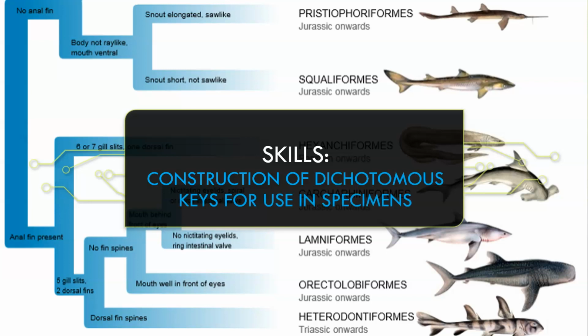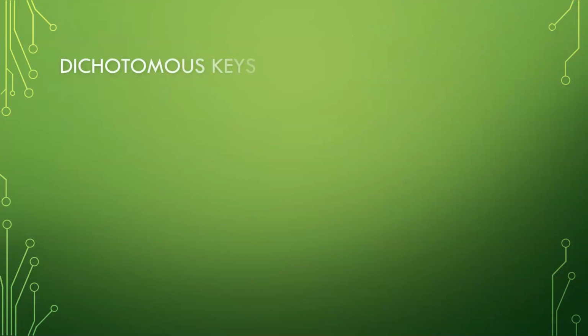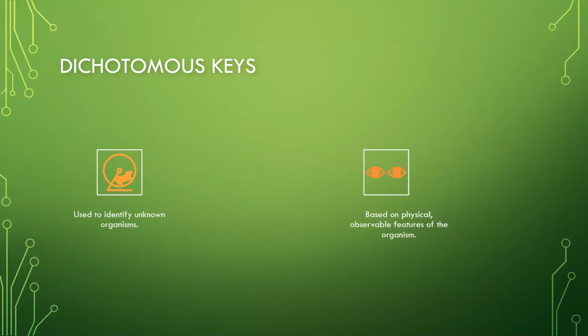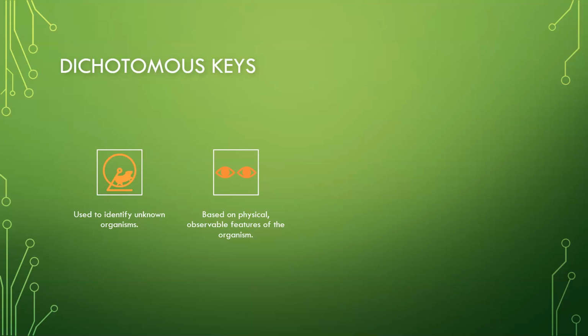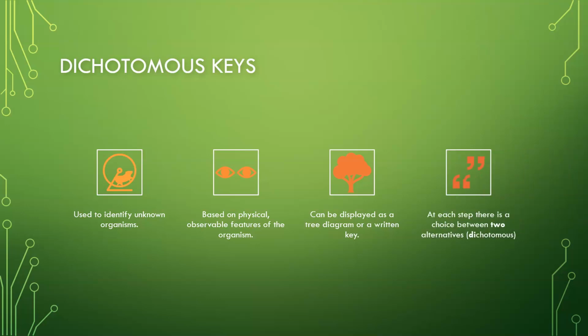Okay, so we move on to skills now, and what you need to be able to do is construct a dichotomous key for use with specimens. What is a dichotomous key? You would have looked at dichotomous keys way back in year 7. They're used to identify unknown organisms. They're based on physical observable features of the organism. They can be displayed as a tree diagram or a written key, and at each step there is a choice between 2 alternatives. So that's why they're called dichotomous.